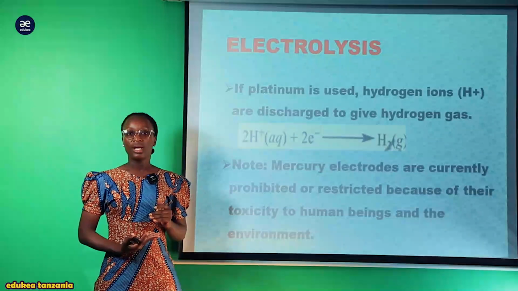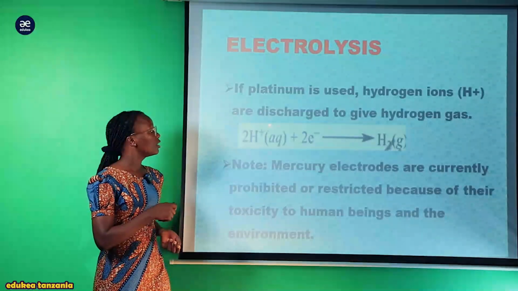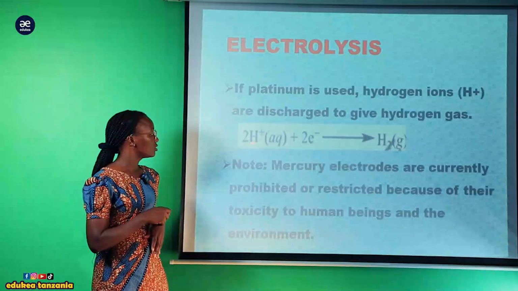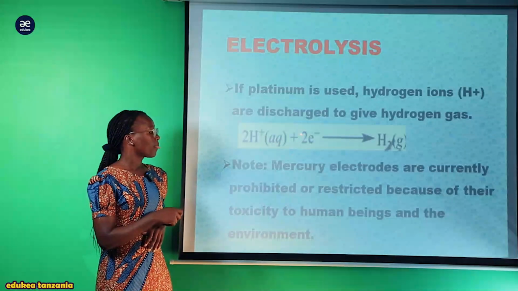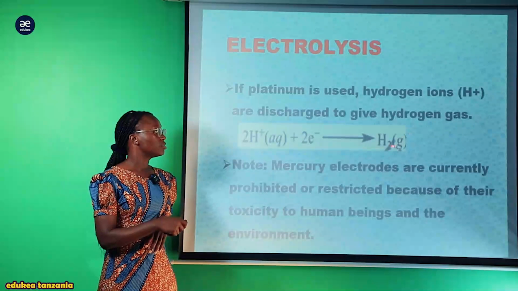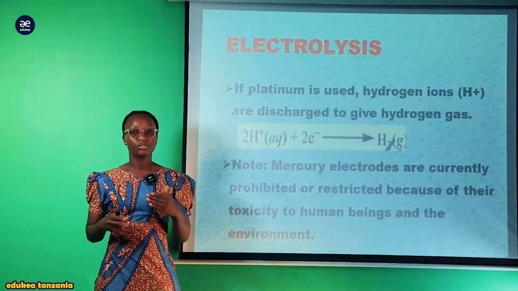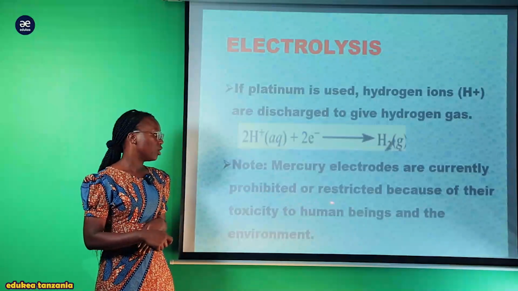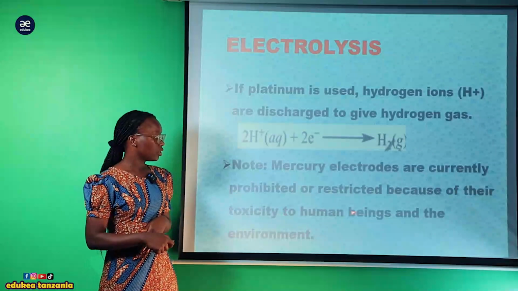Now if platinum is used, hydrogen ions are discharged to give hydrogen gas. Kama itatumika platinum, hatutaona tena ile mercury sodium mercury solution. What will happen? We are going to involve the hydrogen gas. For instance, consider the diagram. As you can see here, this is the hydrogen in aqueous. After they discharge the ions, we are going to have the hydrogen gas.